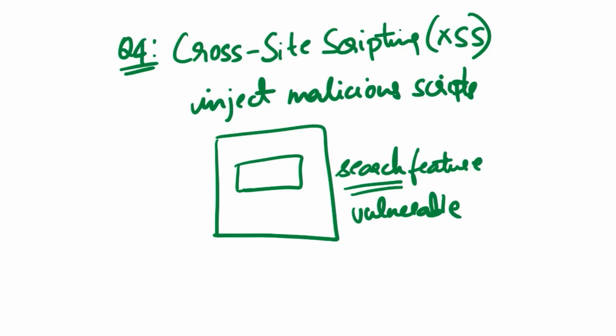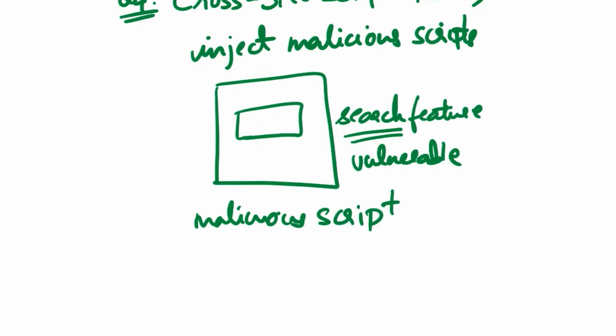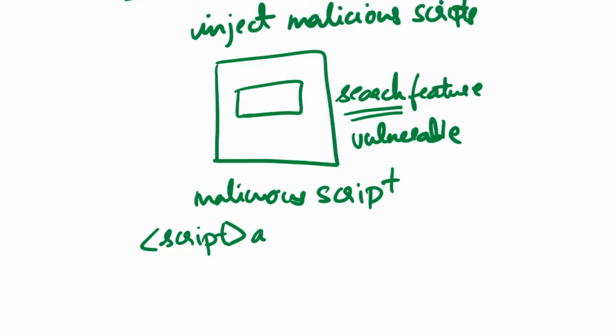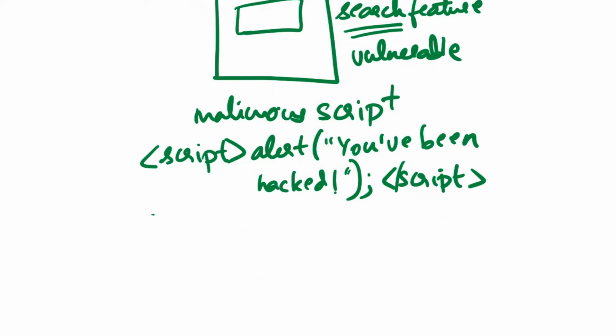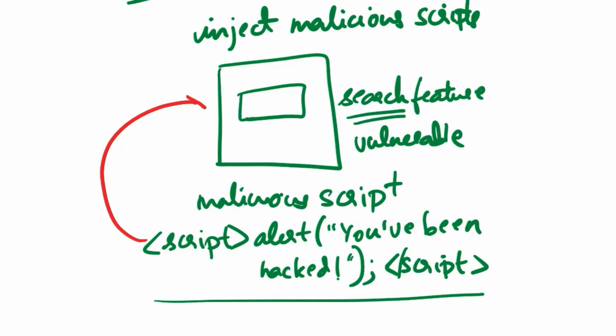Now what the attacker does is create a malicious script to be injected into this application. For example, let's say a JavaScript, and the script could be something like script alert, you have been hacked. So this script will display a pop-up alert with the message you have been hacked when it is executed. So the attacker enters this malicious payload into the search box as a search query and submits it. The application reflects the payload in the search results without proper validation or encoding.